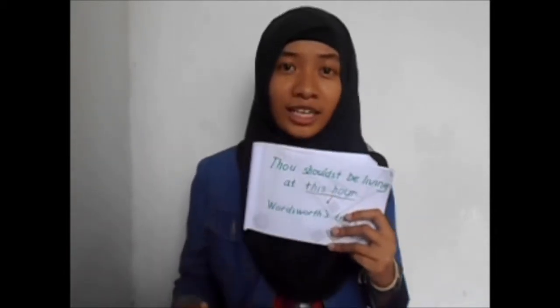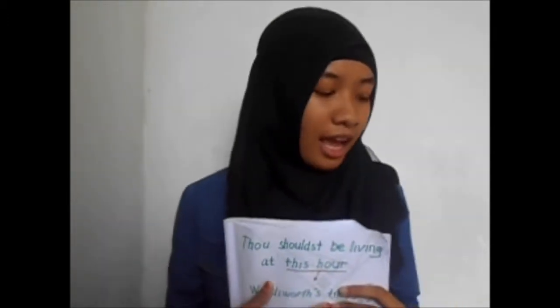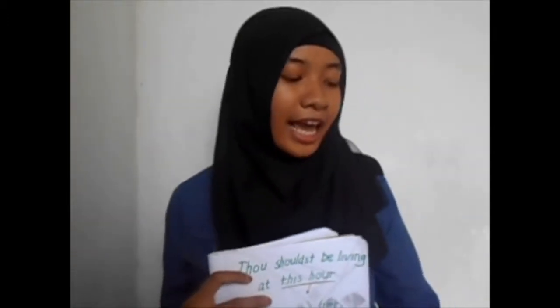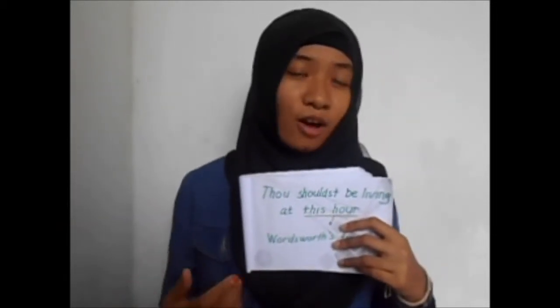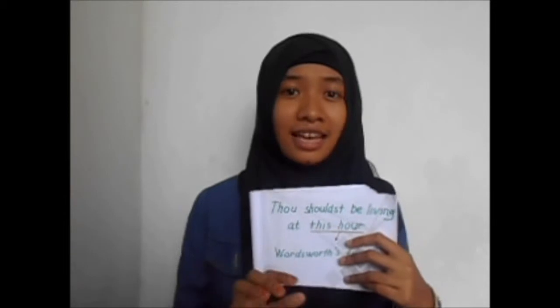And continuing the poem, the author said, "Milton! thou shouldst be living at this hour." This hour means Wordsworth's time, or as the first speaker said, around the 18th century. And next, he said, "England hath need of thee." Why did the author say so? The answer is in the following line: "She is a fen of stagnant waters." It means that there is no beauty, there is no movement.